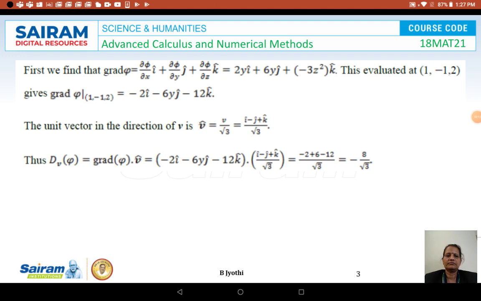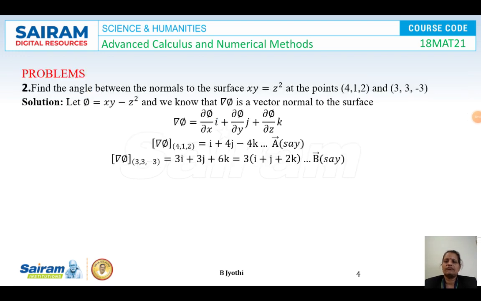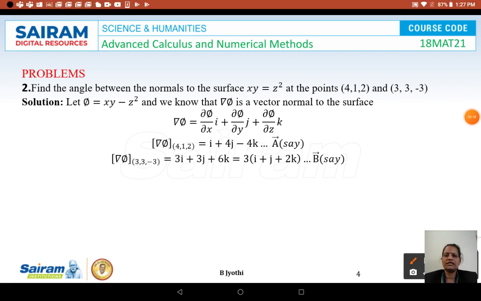Next problem. Find the angle between the normals to the surface xy equal to z square at the points (4, 1, 2) and (3, 3, -3). Let us consider the surface phi equal to xy minus z square, and we know that del phi is the vector normal to the surface.